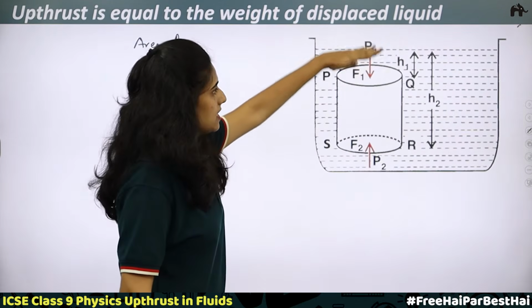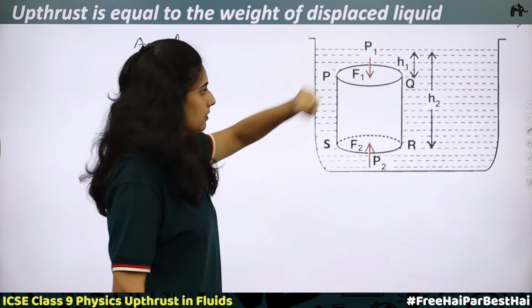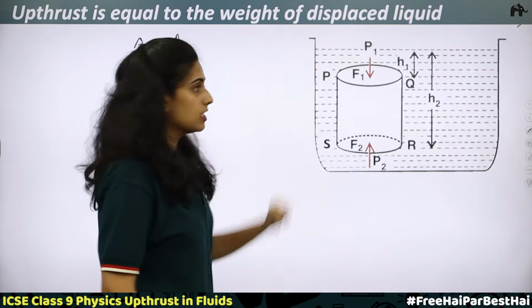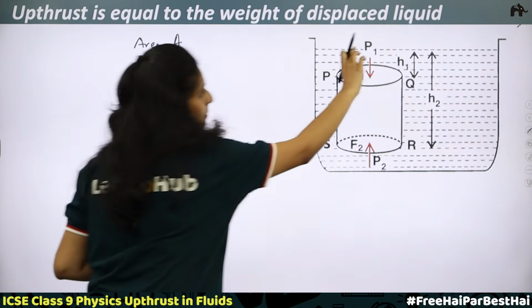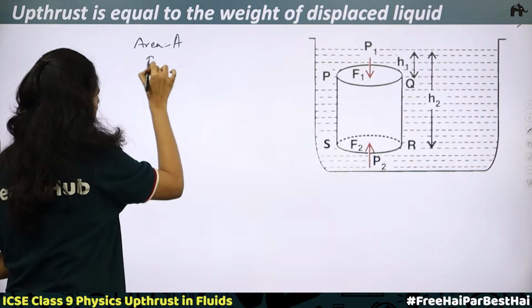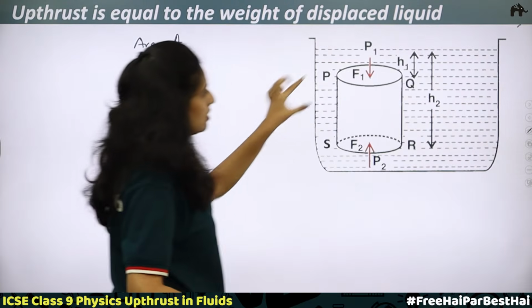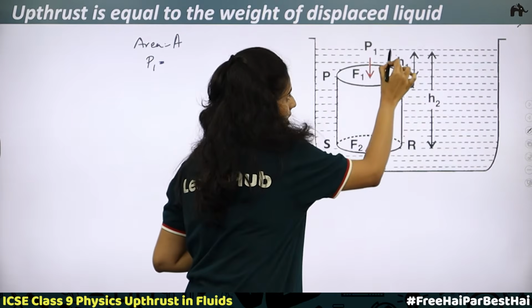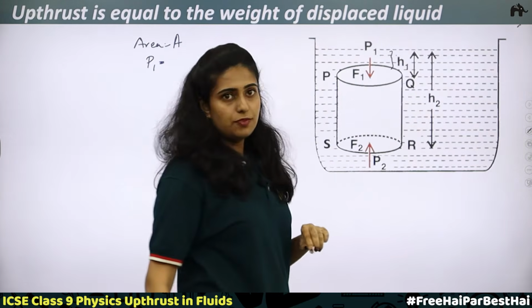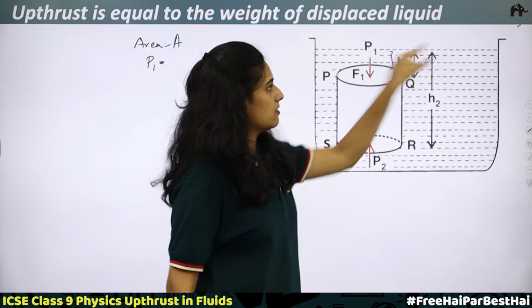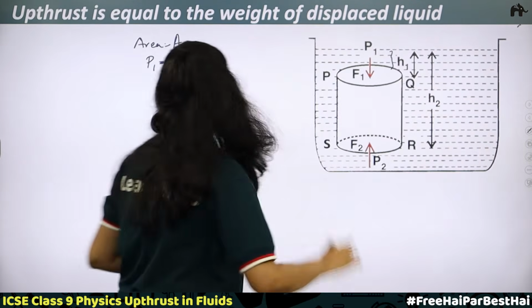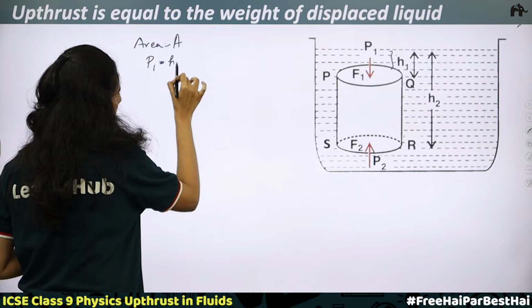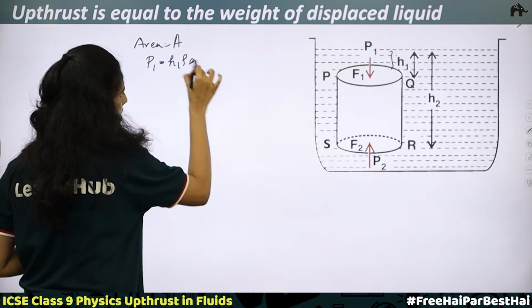Okay, so on the upper surface there is a pressure exerted. Yes, there will be a downward force. So here the pressure P1 will be equal to height H1, that is the depth. This surface is at H1 distance from the free surface of the liquid. Okay, so pressure P1 will be H1 rho G.